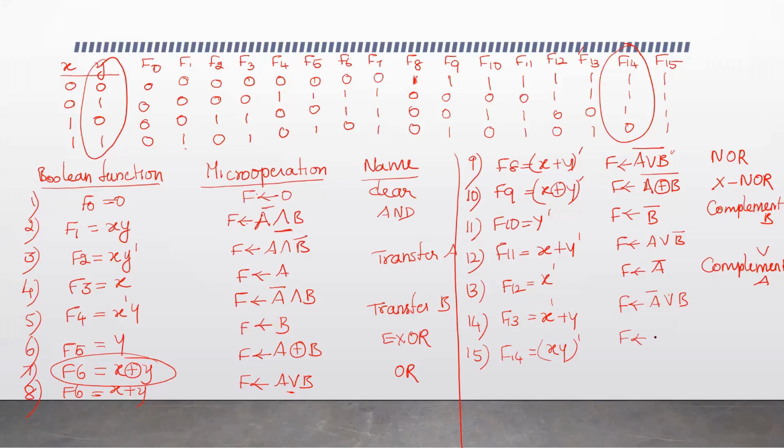And the microoperation is A and B complement. And what is the negation of AND? The operation is NAND, negation AND.